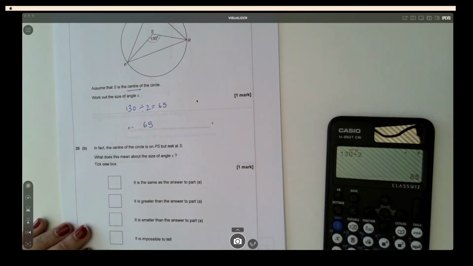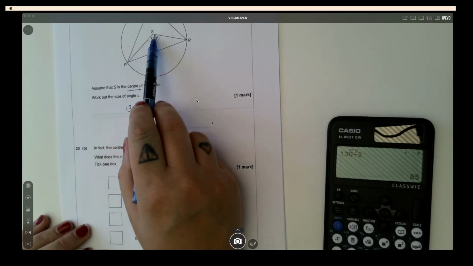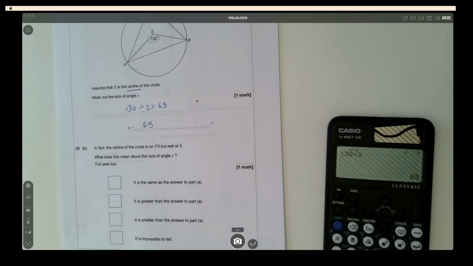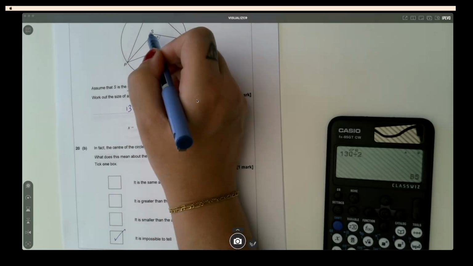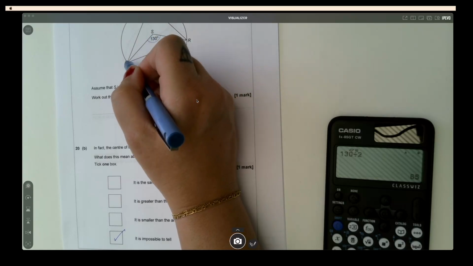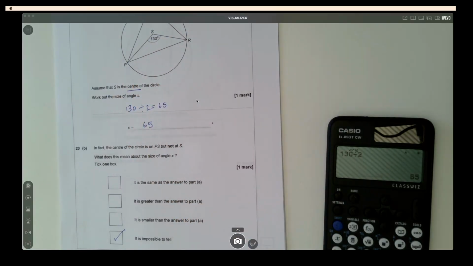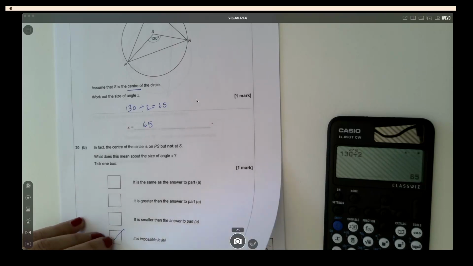20B. In fact, the centre of the circle is on PS. So somewhere here, but not at S. What does this mean about the size of angle X? Is it the same? Is it greater than, smaller than, or is it impossible to tell? Well, it's impossible to tell because we don't know where it's going to be on this line PS. It could be anywhere, couldn't it? So it's impossible to tell at this stage.